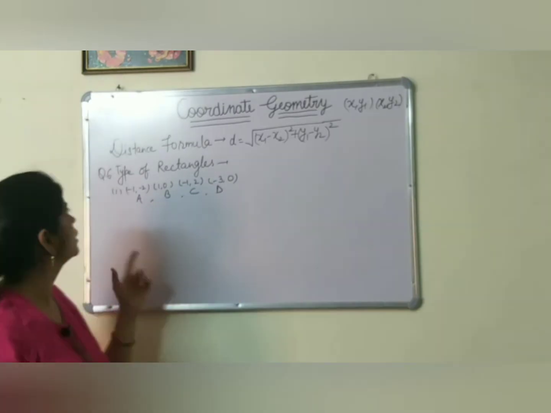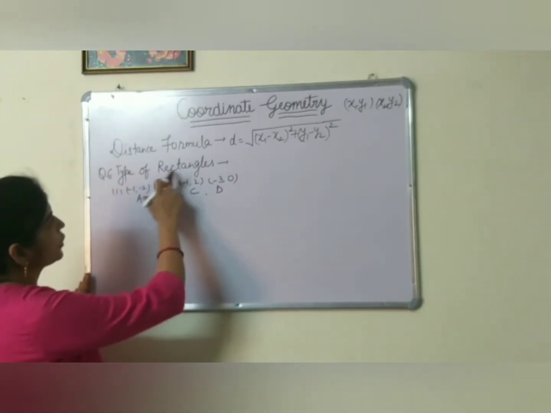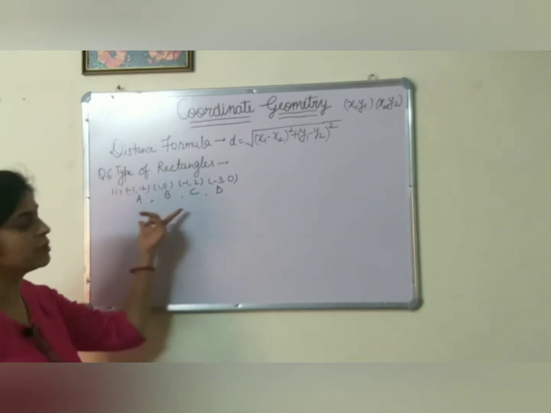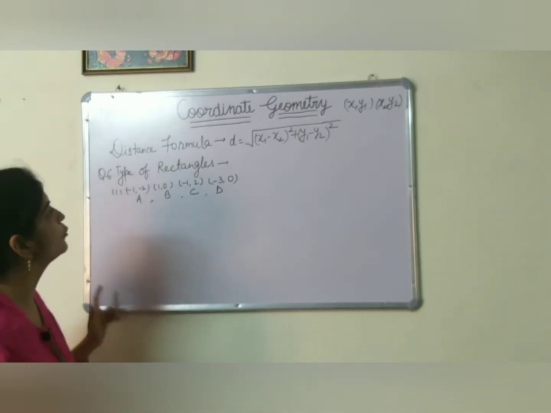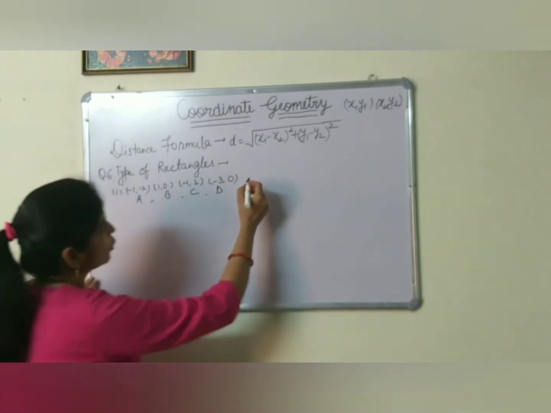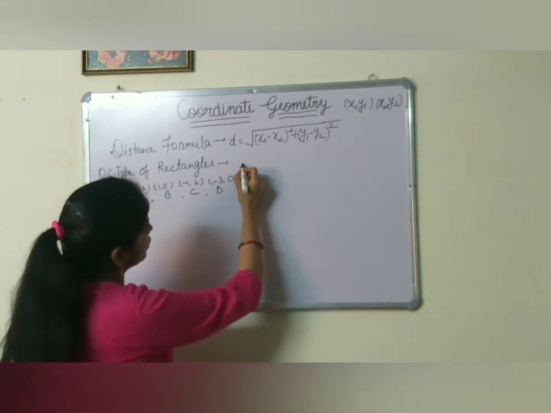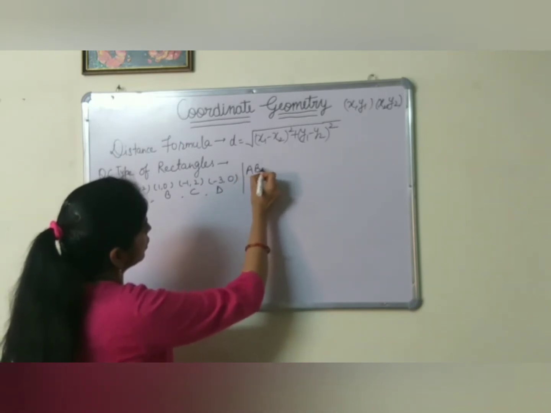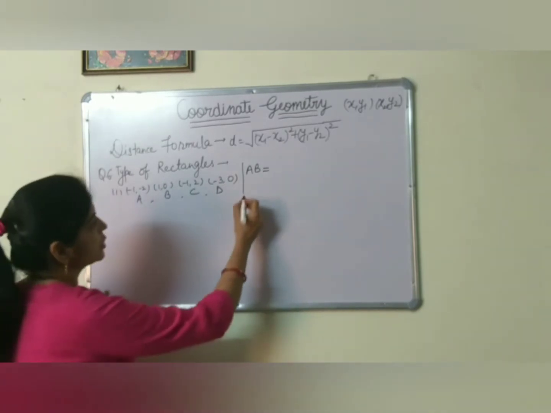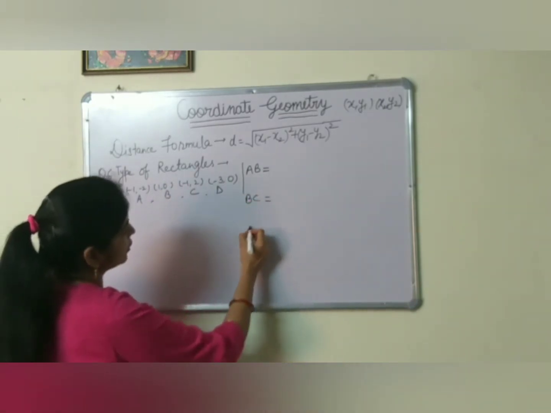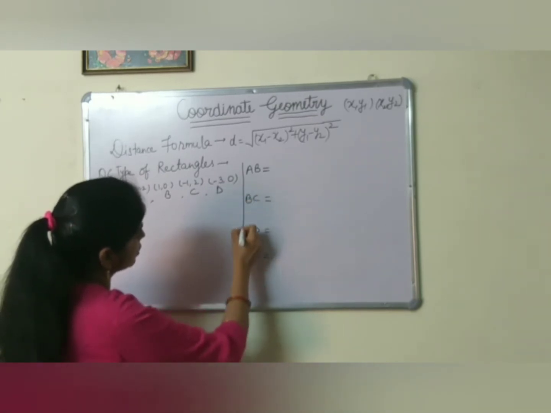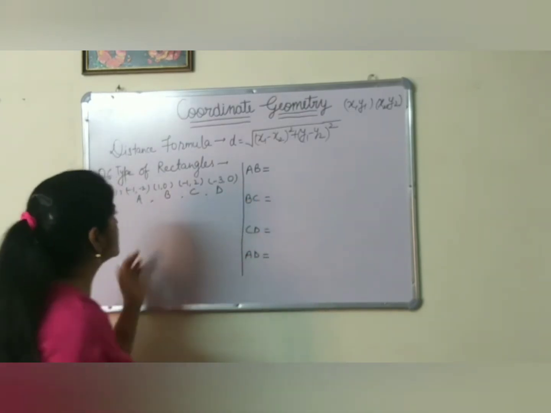Next question is, we have to find out the type of rectangles made by these 4 points. Here 4 points A, B, C and D are given and we have to find out the type of rectangle made by them. First of all, we will take out the distance between AB, BC, CD and AD. All the 4 sides, first is AB.